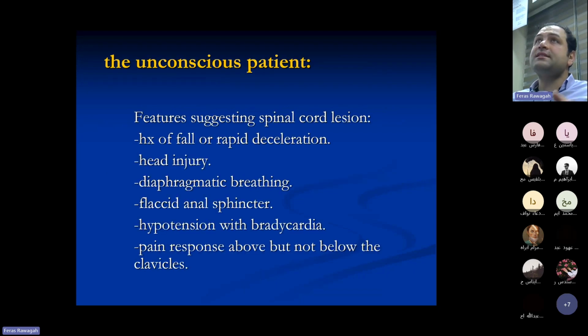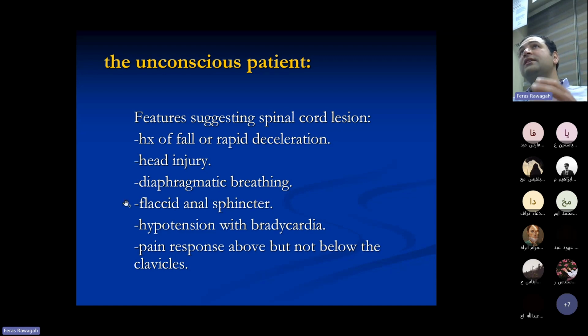But what if the patient is unconscious? So there are some features in the unconscious patient which suggest spinal cord injury. One of them is history of fall or rapid deceleration. This mechanism is highly associated with a spinal cord injury. Head injury is also associated with spinal cord injury. Diaphragmatic breathing, we talked about this. Flaccid anal sphincter, this is part of the spinal shock syndrome in the acute phase.